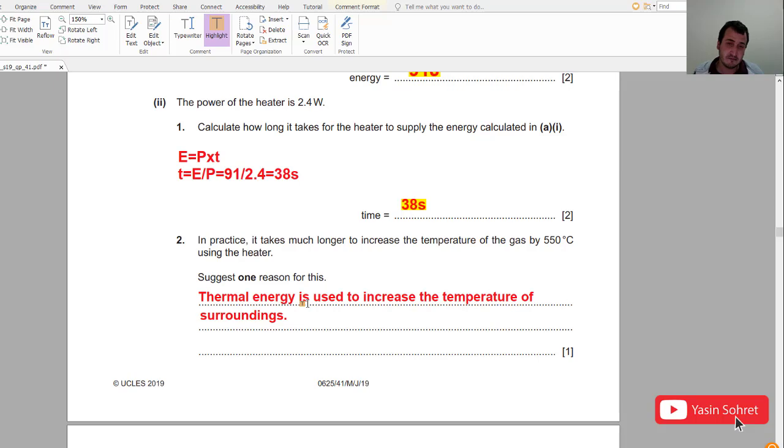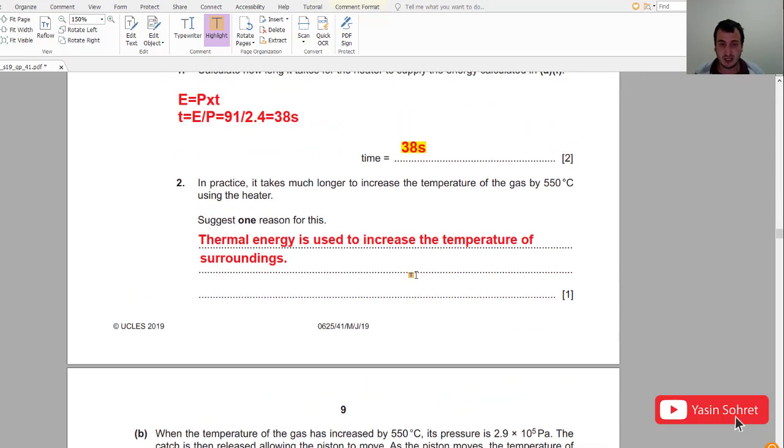In practice, it takes much longer to increase the temperature of the gas by 550 degrees Celsius using the heater. Suggest one reason. Because in practical life, the thermal energy is also used to increase the temperature of the surroundings. So you have to increase the insulation to reduce the heat loss.